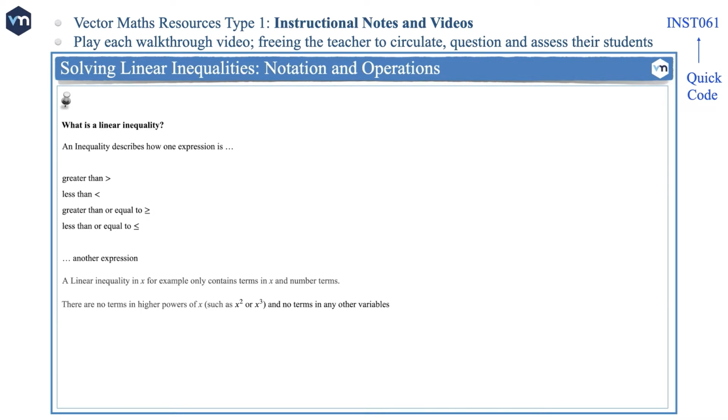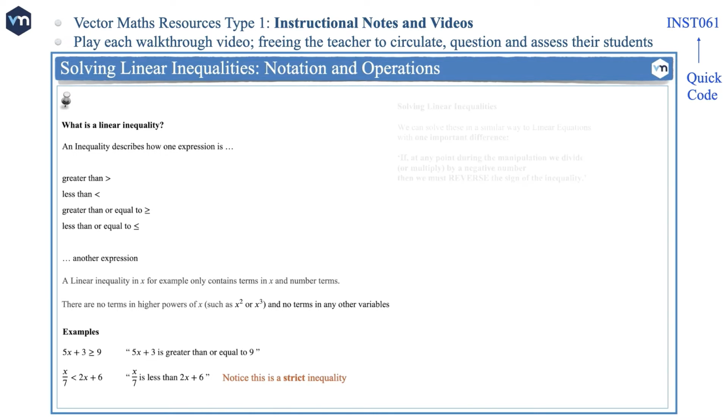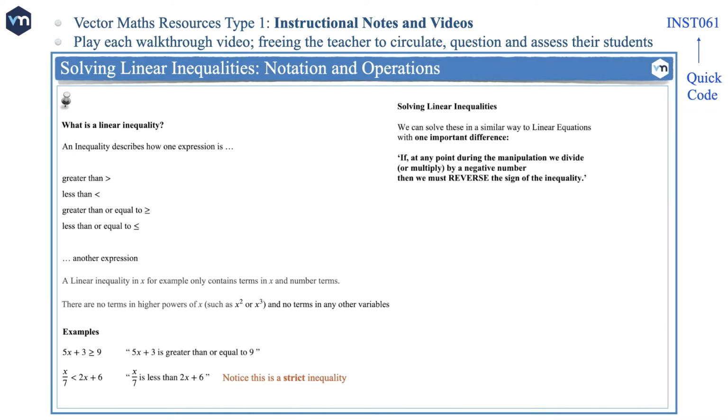Here are some examples of linear inequalities. 5x plus 3 is greater than or equal to 9. And x over 7 is strictly less than 2x plus 6. When solving linear inequalities, we can solve these in a similar way to solving linear equations, with one important difference. If at any point during the manipulation we divide or multiply by a negative number, then we must reverse the sign of the inequality.